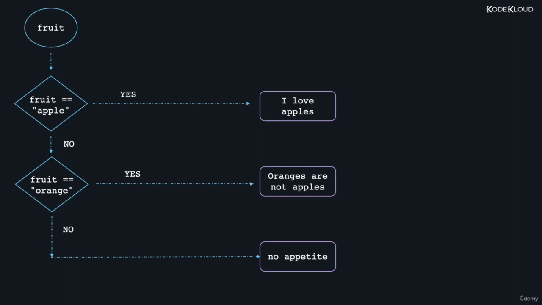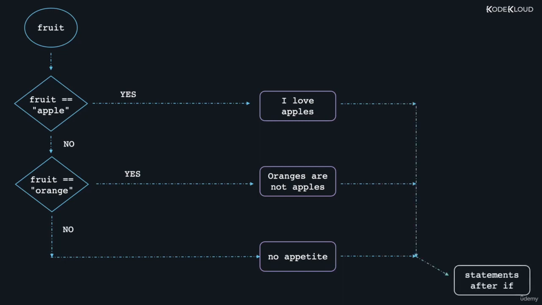Now, when any of these conditions is met, we simply go out of the control structure and continue with the statements after the if control structure. So let's say the value of fruit equals orange. In this case, our control flow would look something like this.